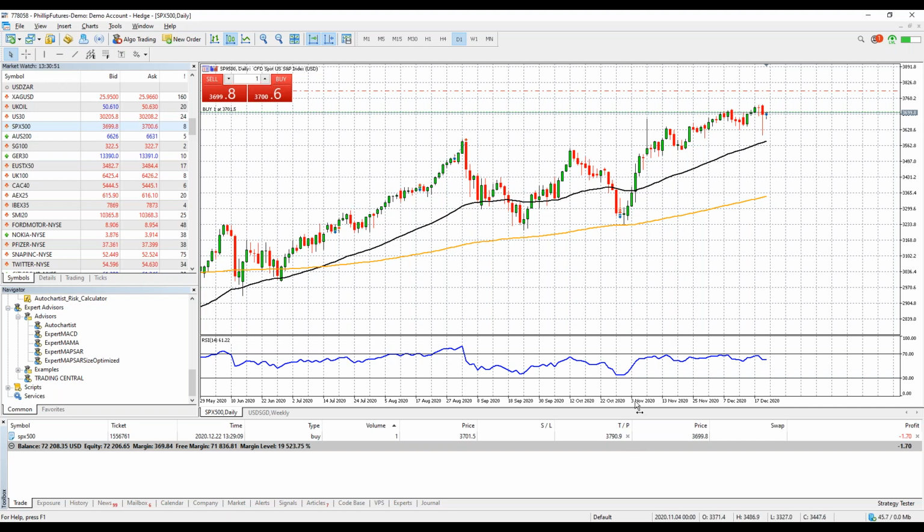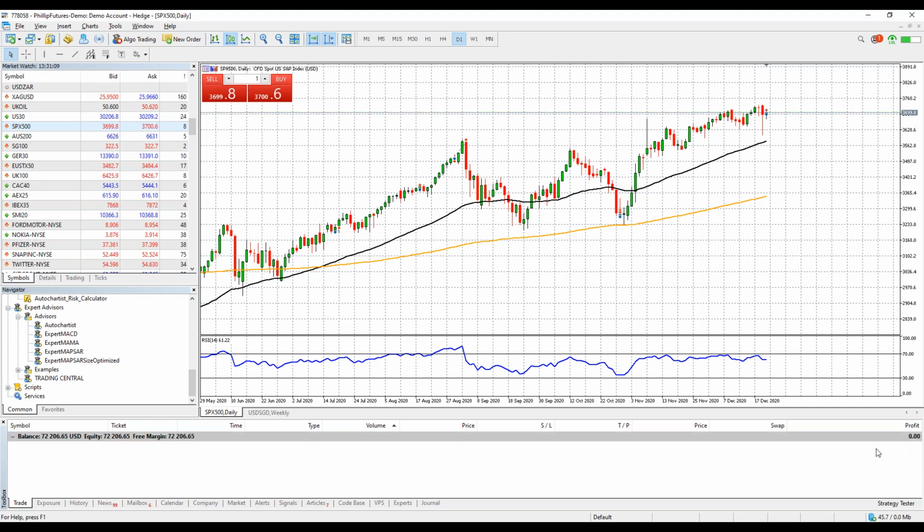Or if you do not want to place a take profit, you can also click on this X button. So meaning to say you just have a long position right now at 3700. Let's say if you want to close your position right now at market, the market is now at 3699.8. If you want to close, just click on this X button, and then your positions will be closed. Okay. So trading here is very easy.